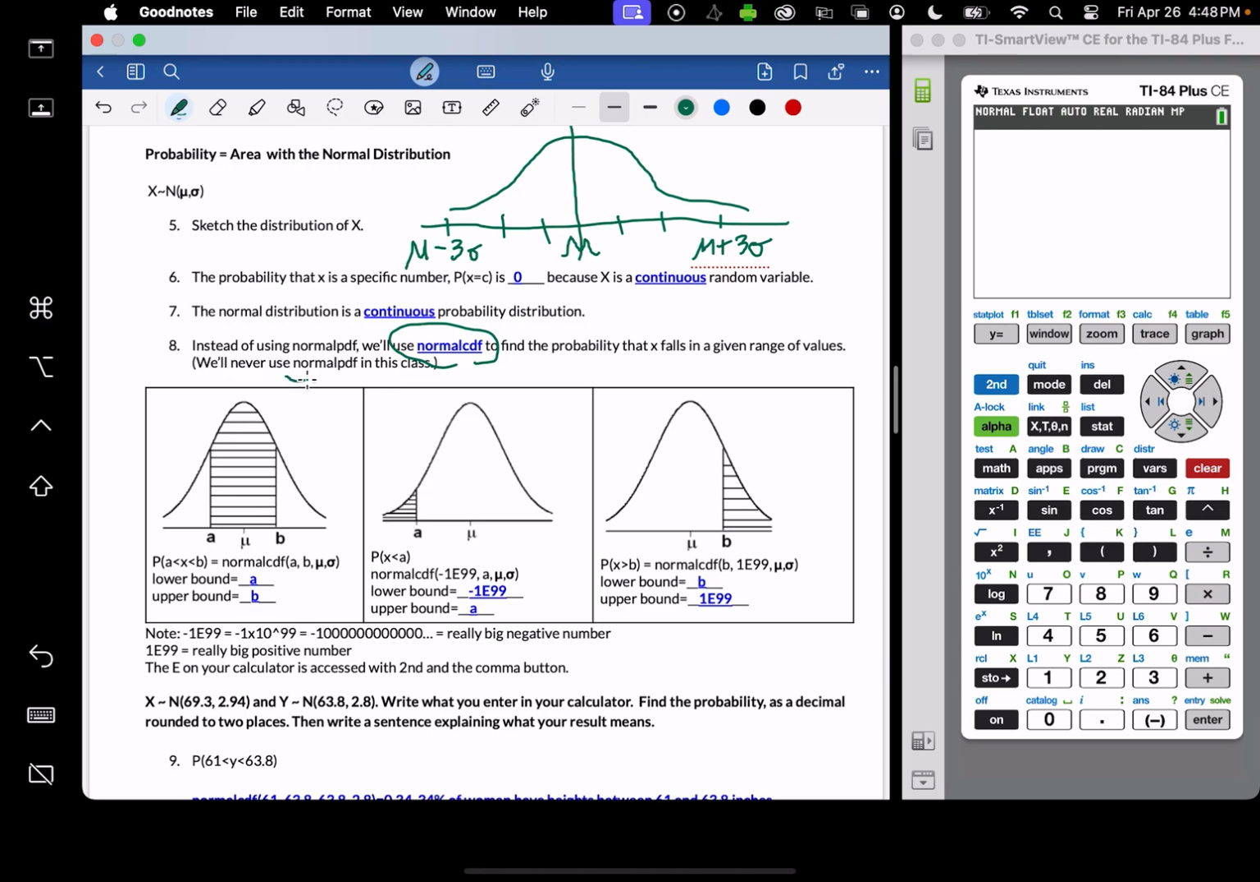This does confuse me a little bit, like why is that on your calculator? I'm pretty sure that what that gives you is just the height of the curve at any given point, but we don't really need that information for anything.